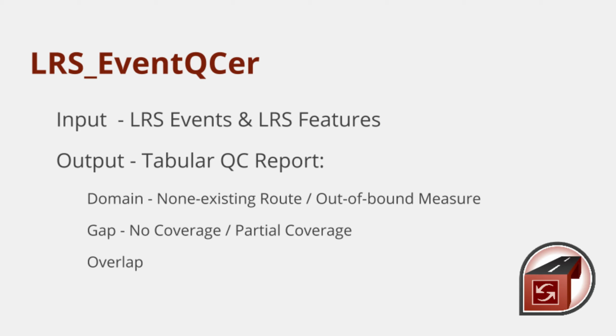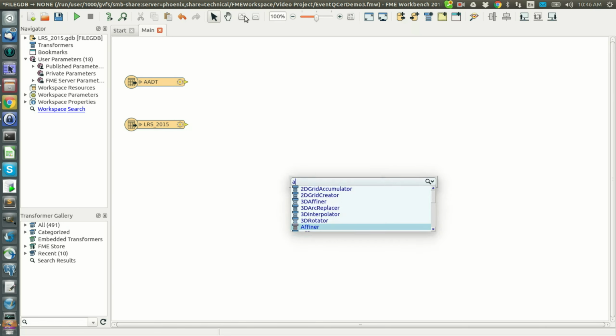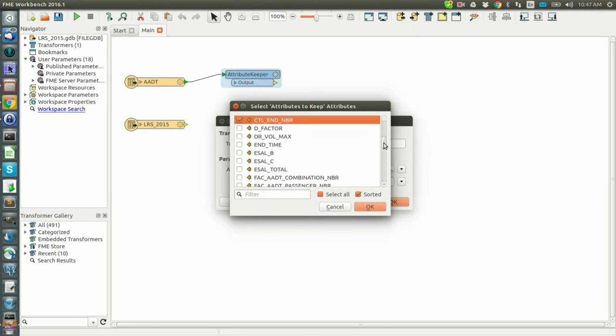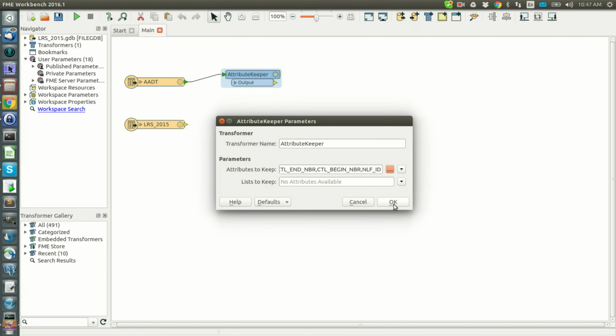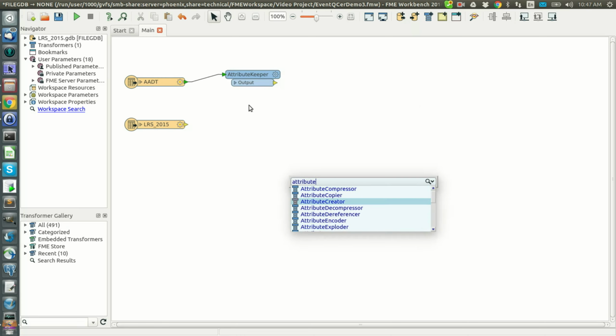Today, we'll use the EventQCer transformer to identify domain, gap, and overlap violations in event data. We start the workspace with two readers, one for the AADT event layer and the other for LRS features. Add two AttributeKeeper transformers to limit the unneeded data elements from going through the pipelines.